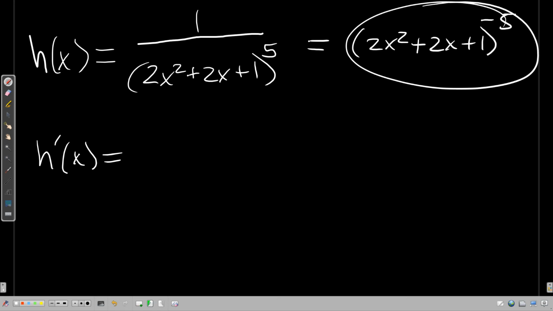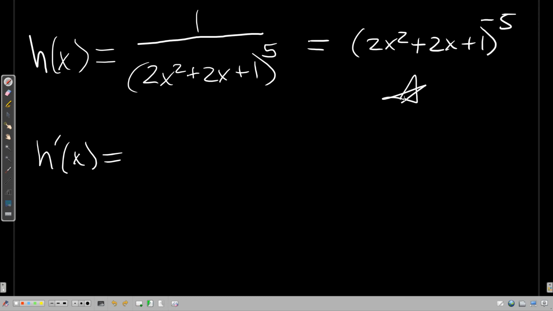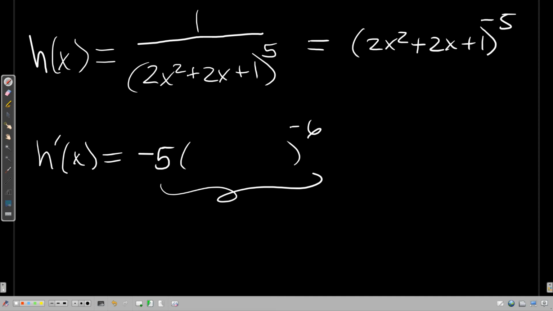We can see that the general shape, like if I took my glasses off and looked at this h of x, it looks like this to the minus 5. That's what I see when I squint my eyes and look at it from real far away. So the minus 5 has to come down, and then it's just all that stuff to the minus 6. This is what the derivative of something to the minus 5 looks like. This is what the derivative of this looks like. And that's all we've got written.